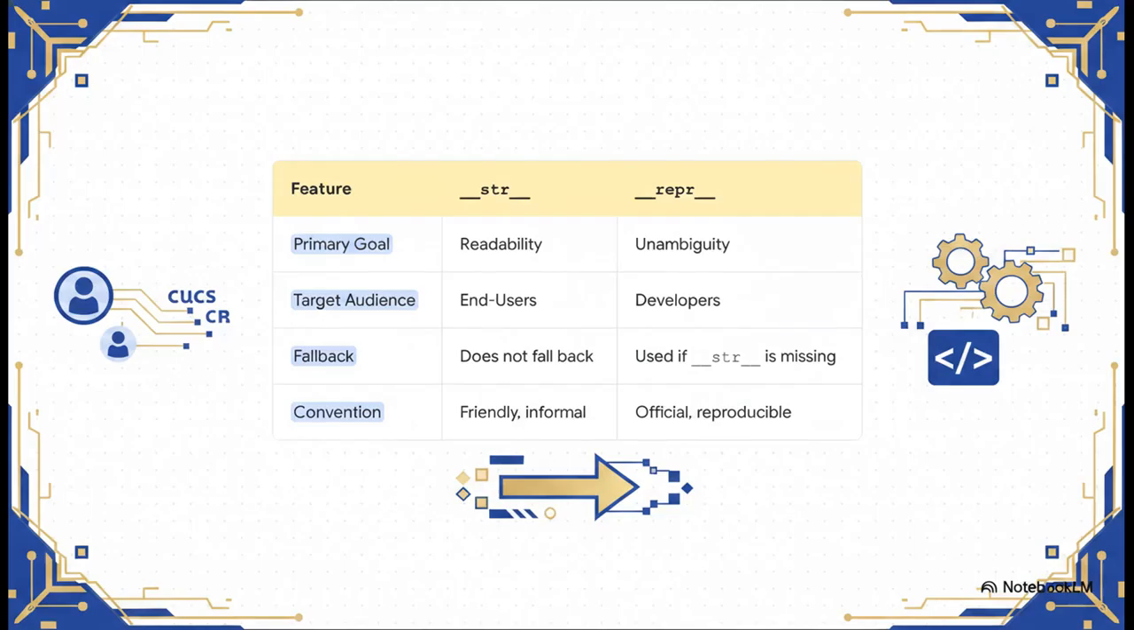So let's do a quick final showdown to wrap it all up. __str__ is all about readability, and it's for your end users. __repr__ is all about being unambiguous, and it's for you, the developer. And just remember, __repr__ serves as that essential fallback. If you get your __repr__ right, you've built a solid base for a really well-behaved class.